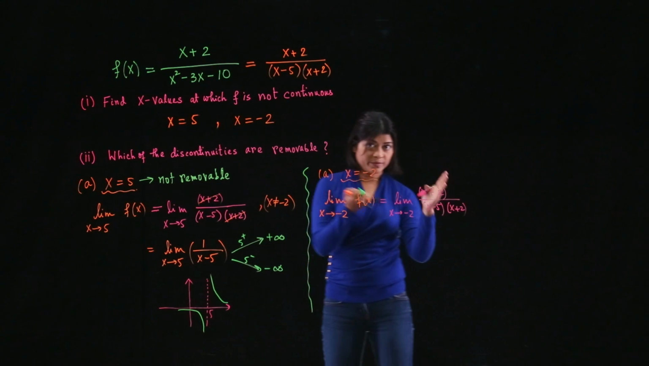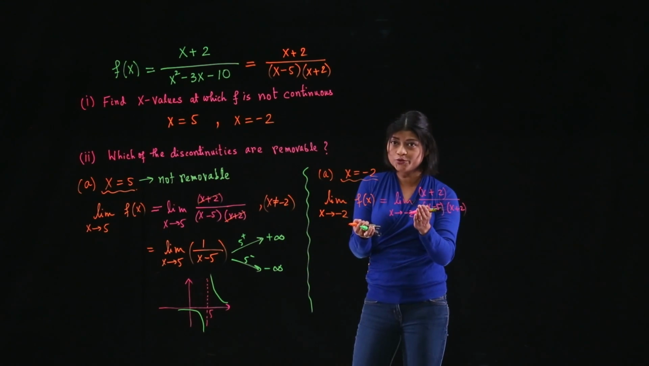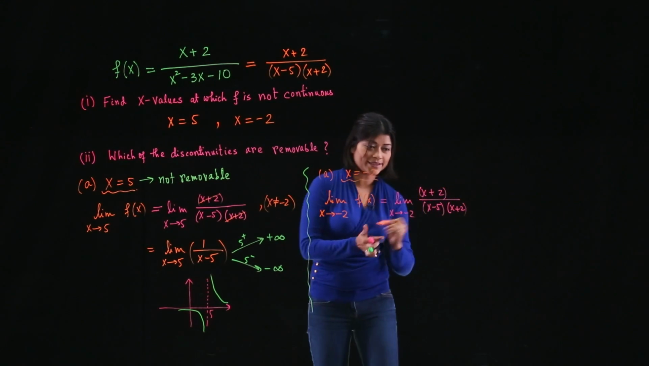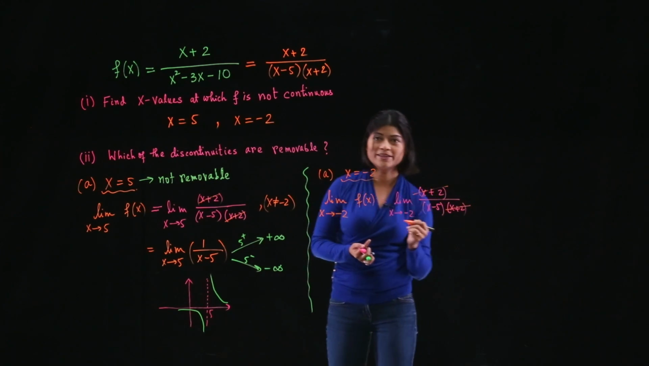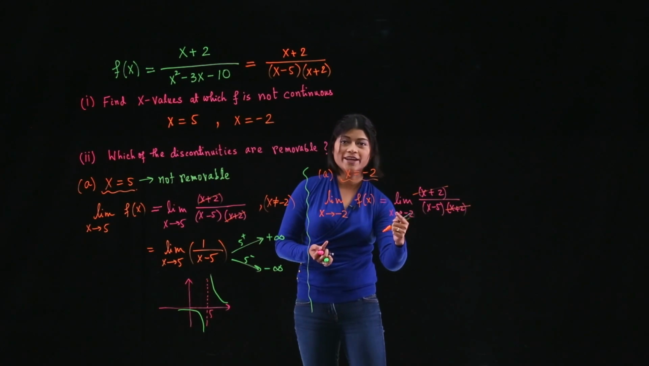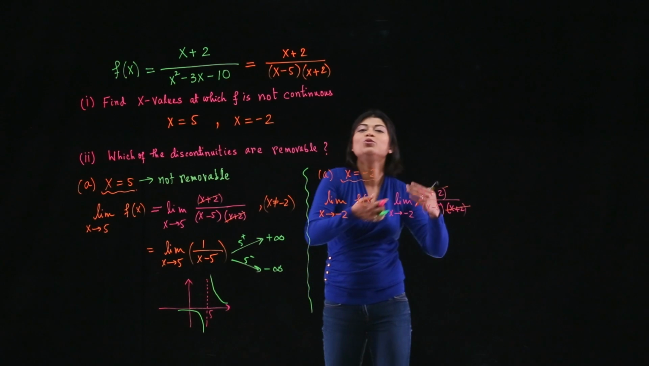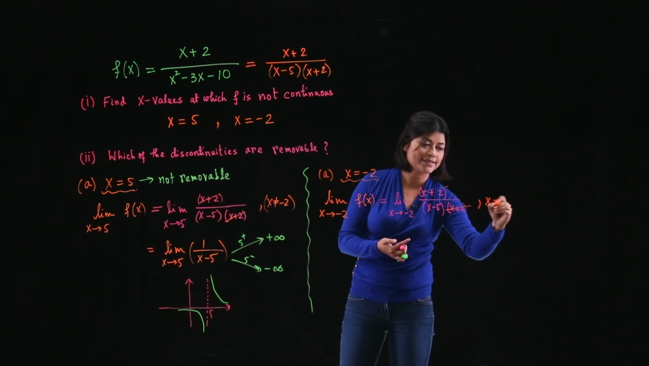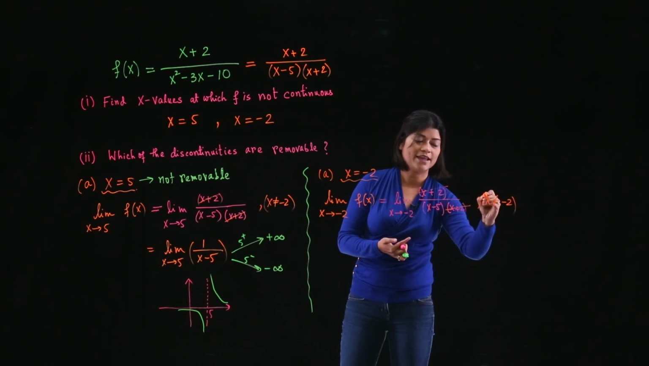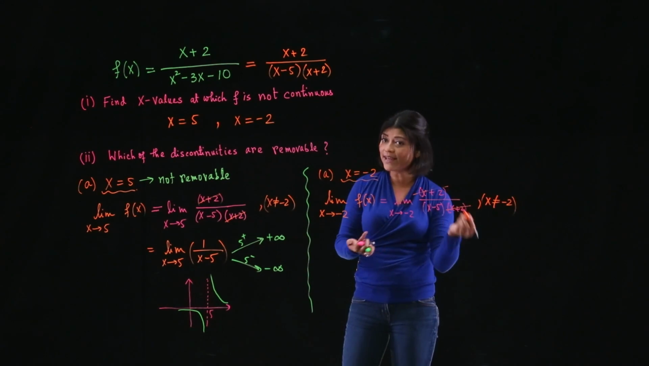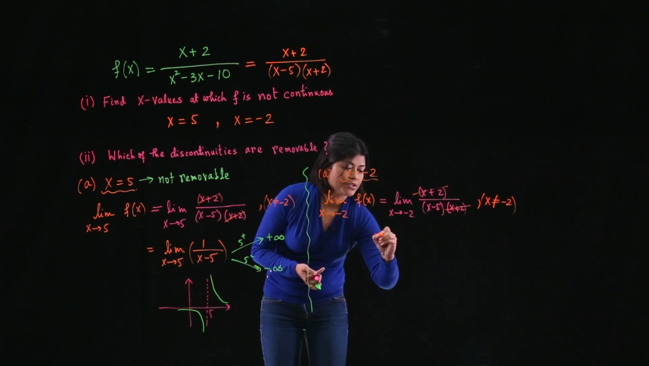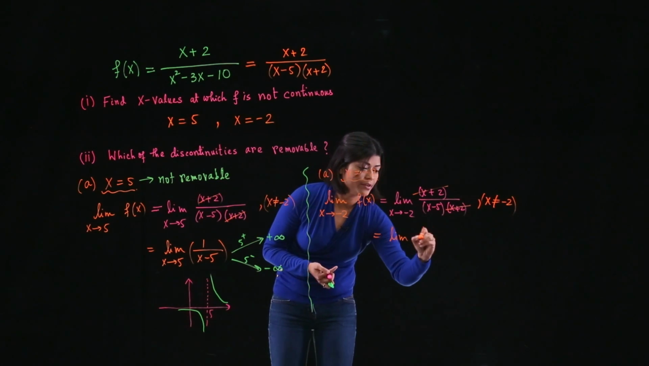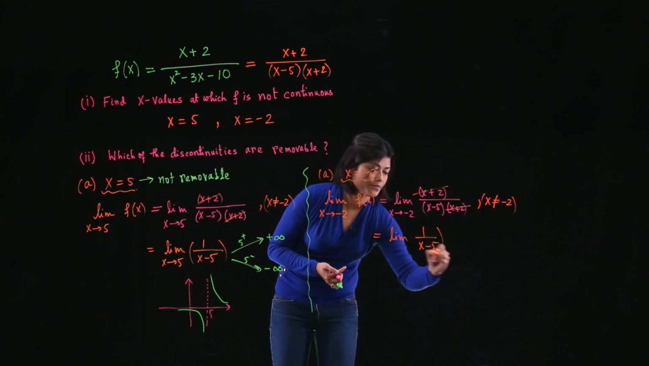Okay, big question. Can we cancel x plus 2? Yes, we can cancel it again. Guess why? Because x is approaching negative 2, right? x is never going to reach negative 2. So this is again okay, because x is never equal to the value negative 2. It's a limit. So we can cancel. As soon as you cancel, you end up having 1 over x minus 5 again.